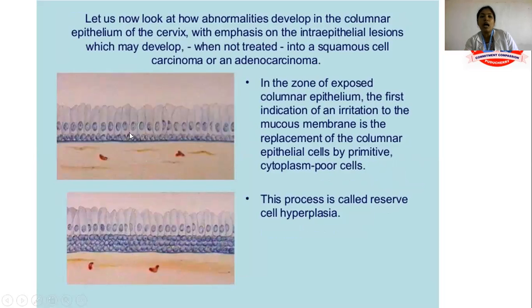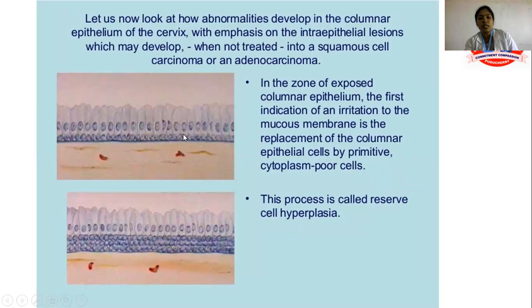Let us now look at how abnormalities develop in the columnar epithelium of the cervix. In the zone of exposed columnar epithelium, the first indication of an irritation to the mucous membrane is the replacement of columnar cells by primitive cytoplasm-poor cells. That is called reserve cell hyperplasia.